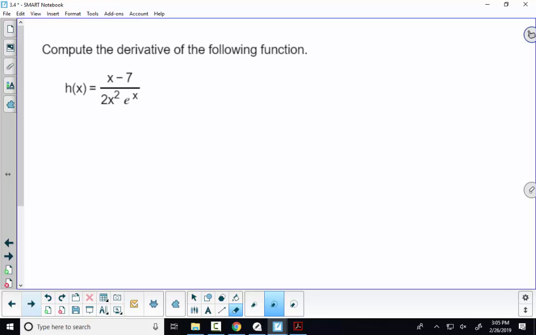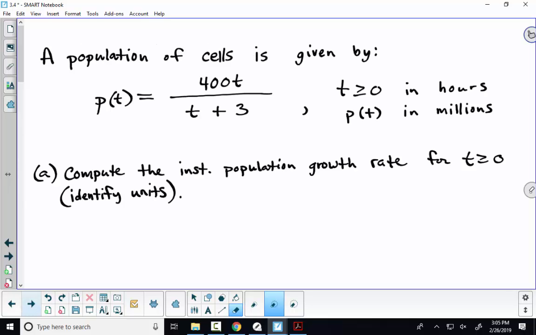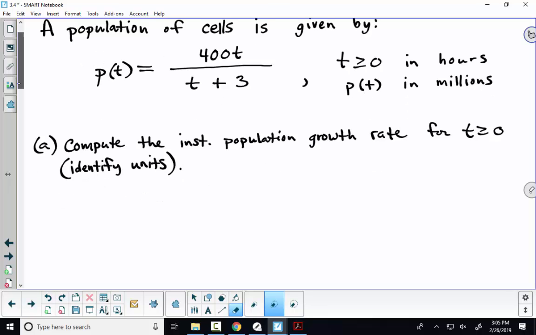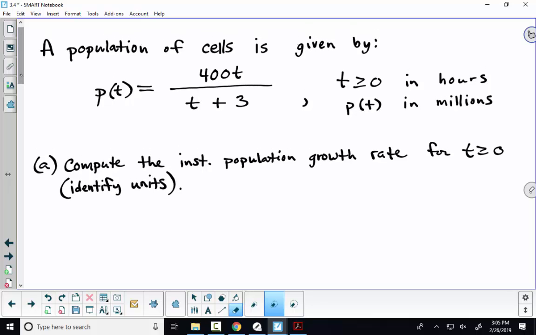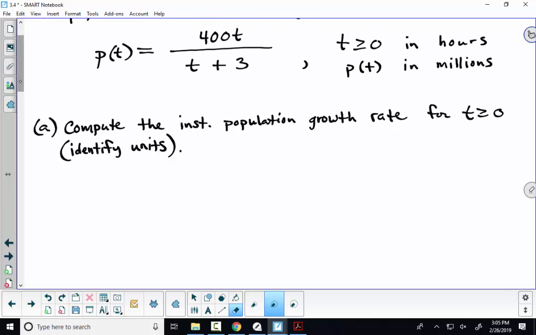It's very similar to the problem we just did. I want to start at least one application. We don't see a whole lot of applications of derivatives until 3.6, which is primarily position, velocity, and acceleration, and then in 3.11 with related rates. So we don't see a whole ton. Population of cells is given by the following function, where t greater than or equal to 0 is in hours, and the population is measured in millions. First thing we want to compute is the instantaneous population growth rate and identify the units.